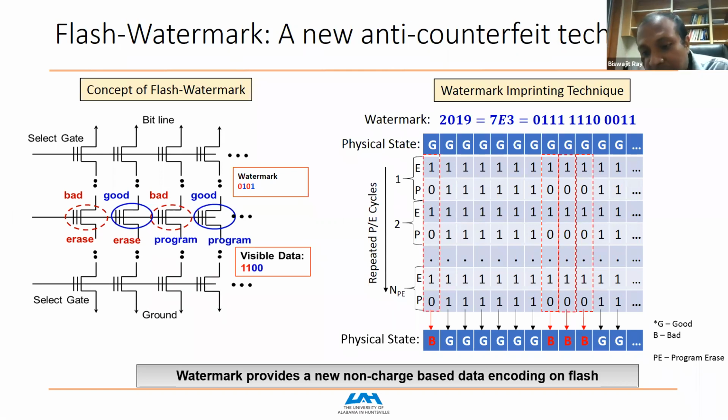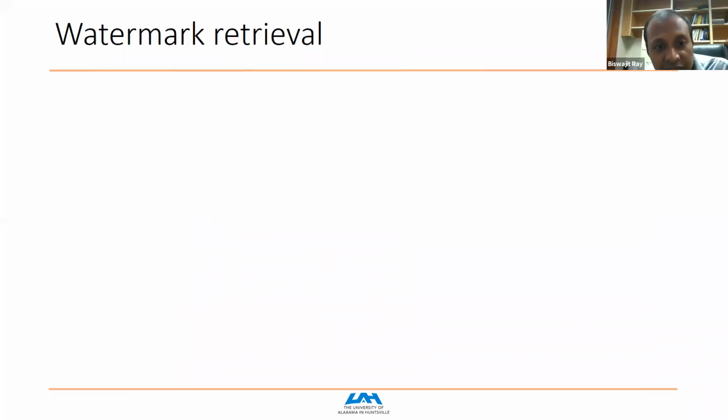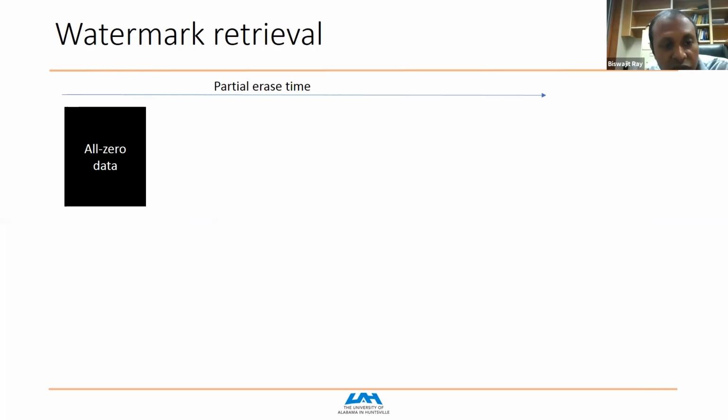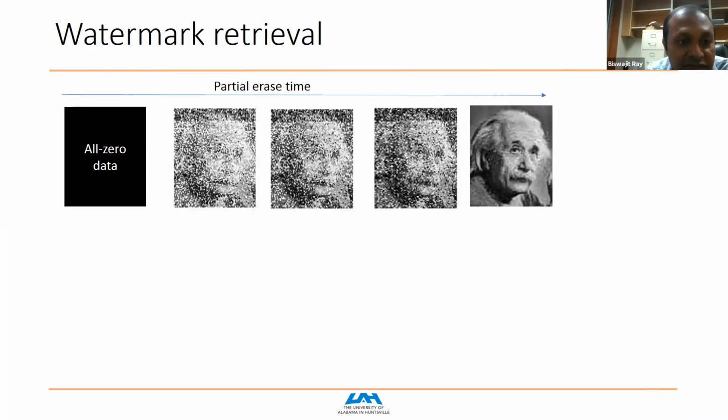Now, using system commands, how we'll retrieve, how you'll know that this cell is bad, this cell is good. So this is where watermark retrieval comes in. So we start with all 0 data or a black image, and then we apply a partial erase operation that will not fully erase, right? All 0 fully erased becomes all 1. But if you don't fully erase, we'll see the watermark data. So here we watermarked the Einstein image inside the memory. And you can see the image is gradually becoming visible as we do partial erase, right?